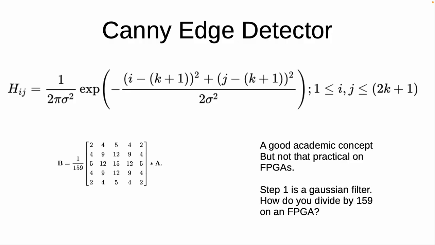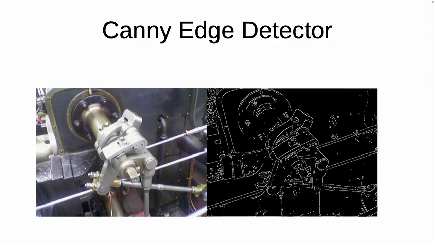Canny edge detector, it kind of does some Gaussian averaging. The problem here is the divide by 159. Even if you turn it into a multiply, you end up with a lot of multiplies. It can be done. Here we have the output of a canny edge detector. It looks really impressive, but actually it only shows you where the edges are. It doesn't actually tell you which pixels are in which group. This is the area I'm working in now.